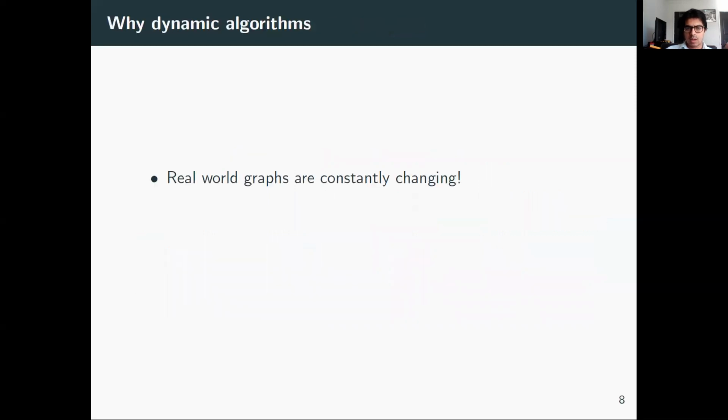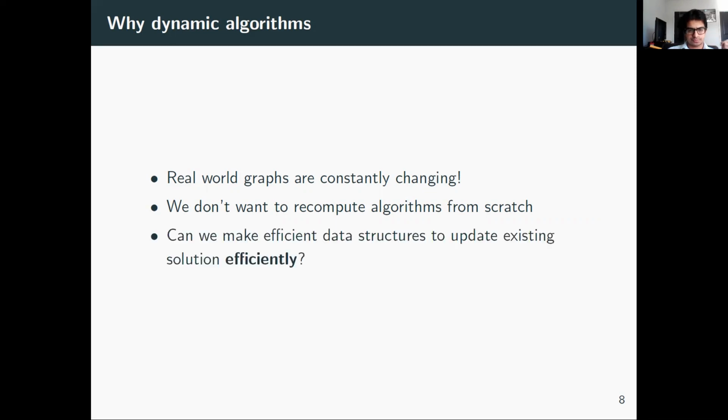All right. But what we're interested in is dynamic algorithms. And why is that? Because most of the graphs which we work with in the real world are constantly changing, and they're huge networks. Anytime there are small changes in this network, we don't want to recompute the entire algorithm from scratch. We want a quick update of our solution.